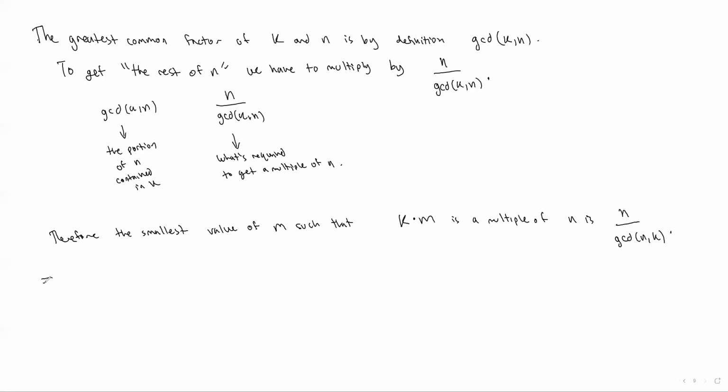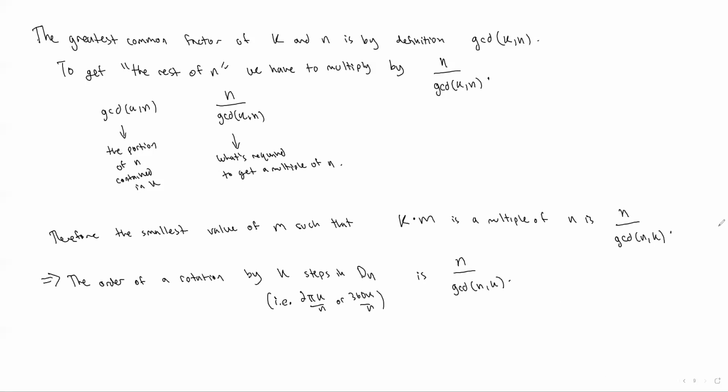So that means the order of rotation by k steps in D_n, i.e. 2 pi k over n, or 360k over n, is n over GCD(n, k). So I have a general formula now that can find the order of any rotation in any dihedral group. And in particular for D6, it's easy to find all the orders.